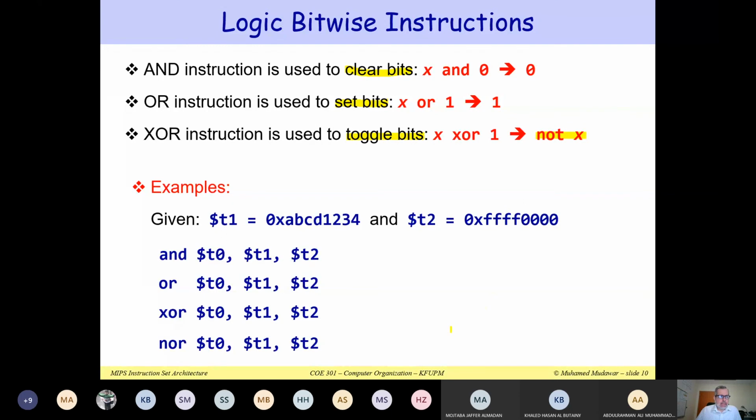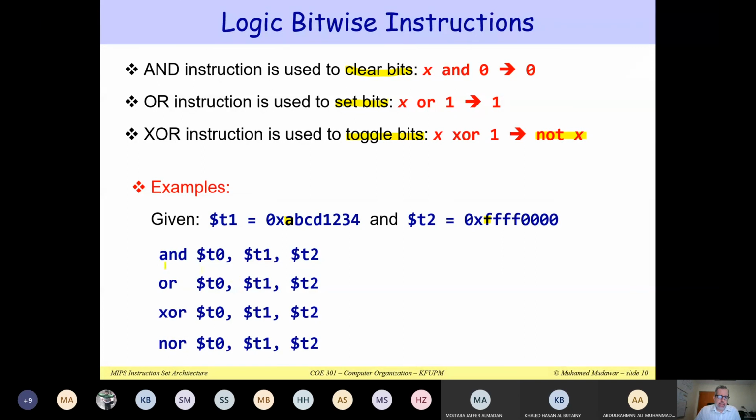Here's an example. Suppose that we have T1 and T2. I'm showing T1 and T2 in hexadecimal because it's more compact. Remember that each digit in hexadecimal is 4 bits in binary. So this A will be 1010, and the F here, for example, in T2 will be 1111 in binary.